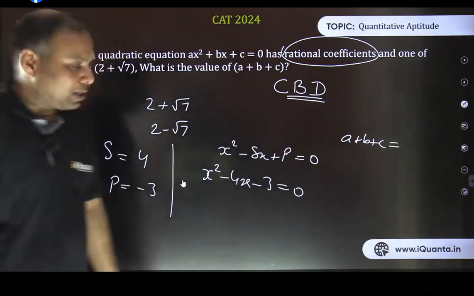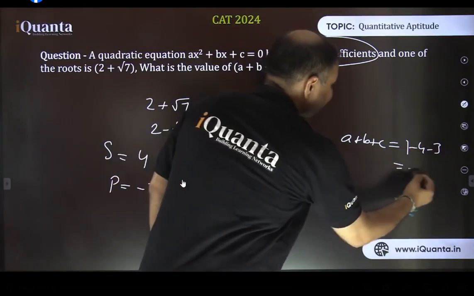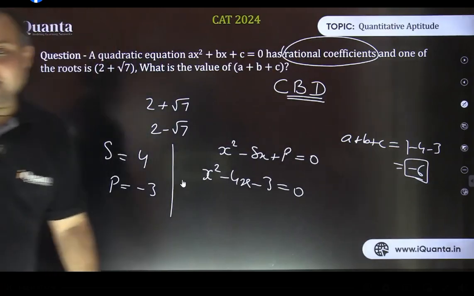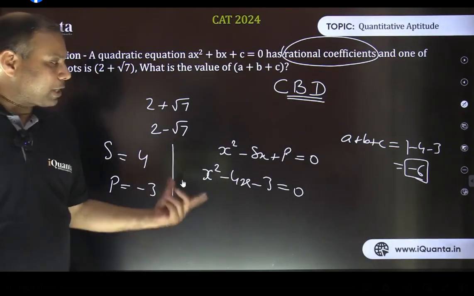ठीक है ना? Everyone has done that only, I'm sure. So a you have taken 1, b you have taken -4, and c as -3, which gives you answer as -6. But this is incomplete, as I said. Why? Because this is not the only quadratic equation which has these roots.